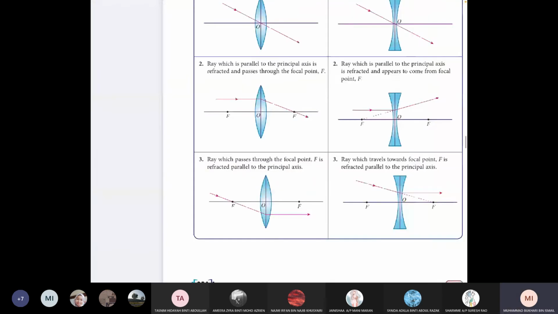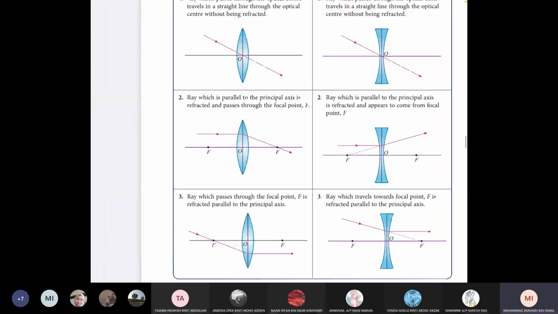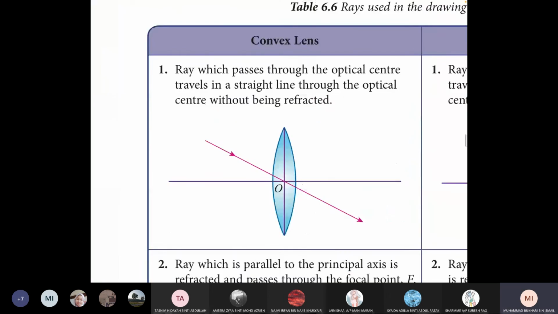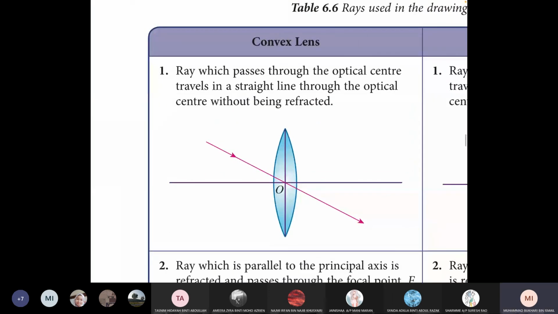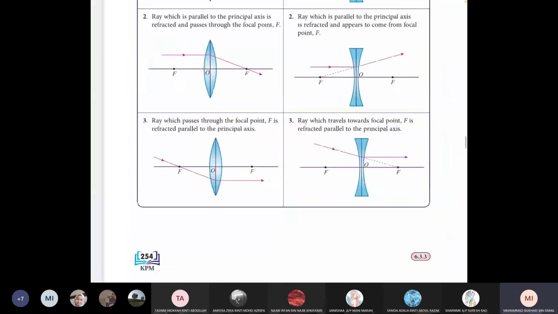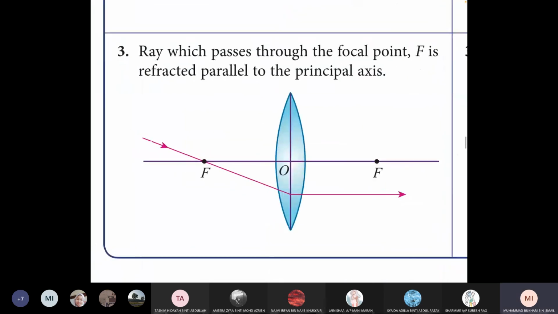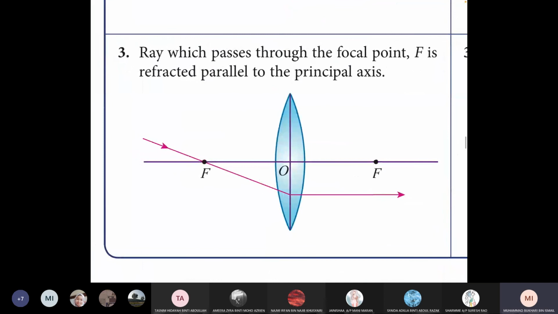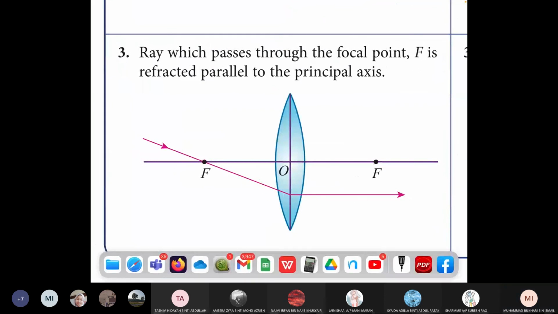Okay, remember, please don't forget. When I say rule number 1, this is rule number 1. When I say rule number 2, this is rule number 2. And this is rule number 3. Okay, any question? Do you have any question?